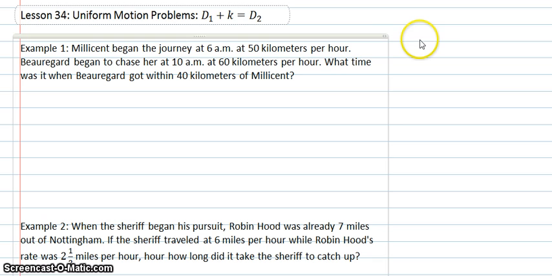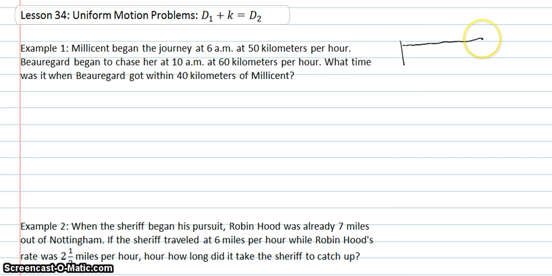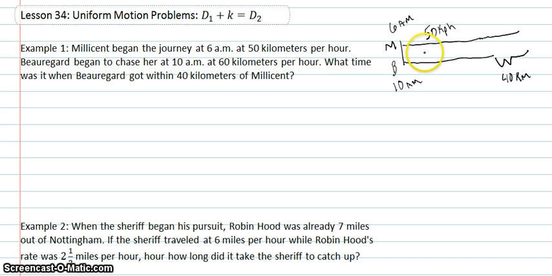So, if we think about when they're starting, Millicent had already started, and then Beauregard was chasing after her, and we're wanting to know when he had gotten within 40 kilometers. Okay? So Millicent started at 6 a.m. Beauregard started at 10 a.m. and Millicent is traveling at 50 kilometers per hour. And Beauregard is traveling at 60 kilometers per hour.